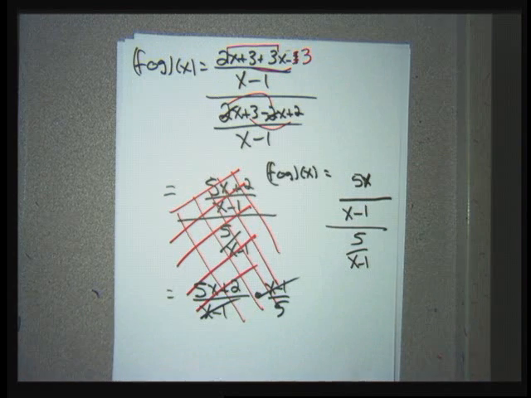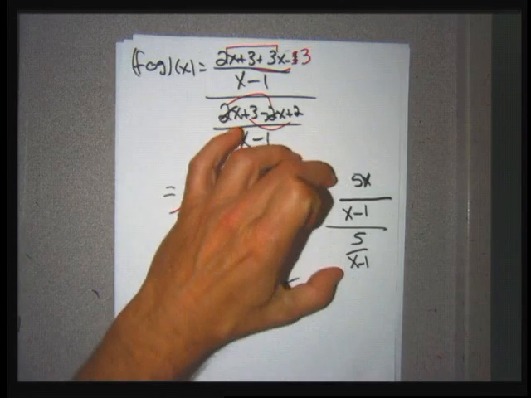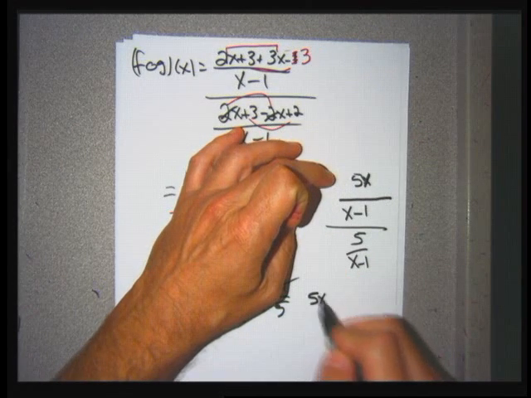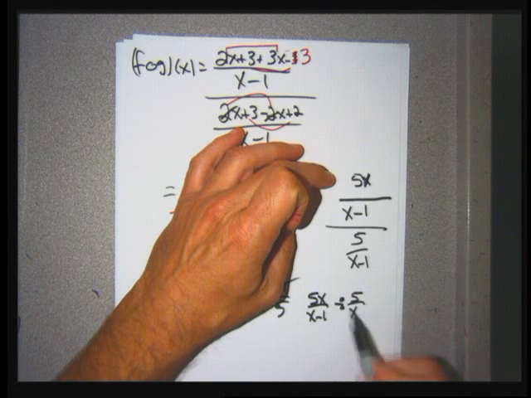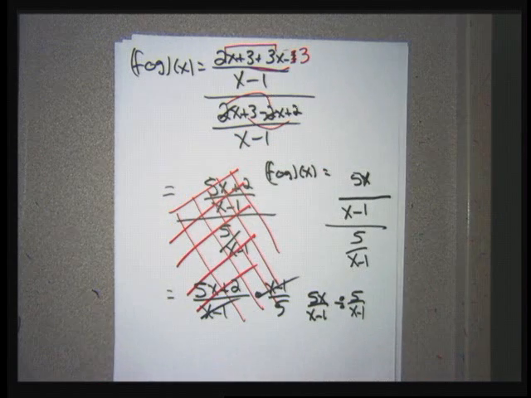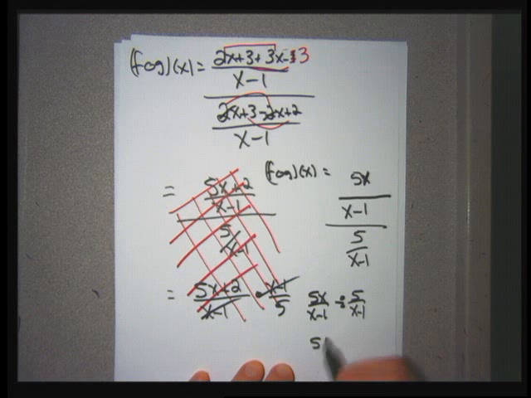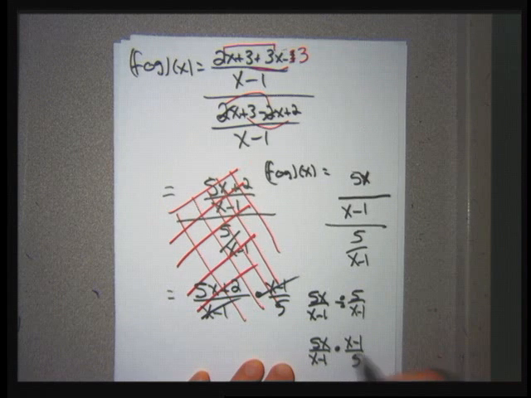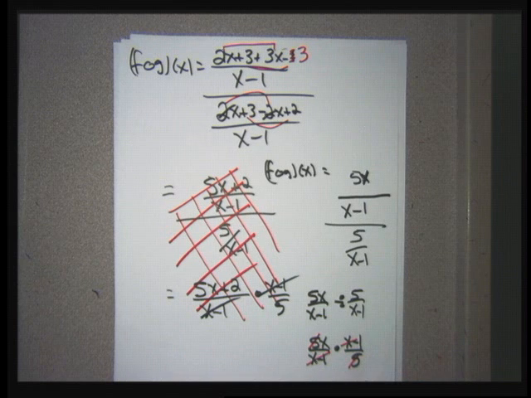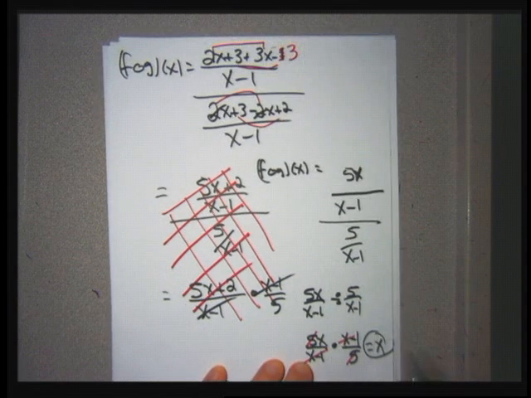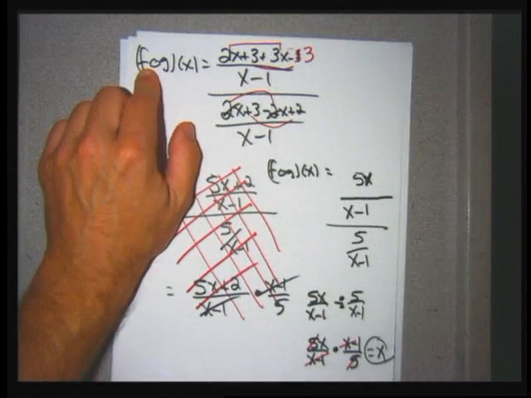So now I have 5x over x minus 1 divided by 5 over x minus 1. I'm going to write this in its division form. This is going to be 5x over x minus 1 divided by 5 over x minus 1. I'm going to invert and multiply and get 5x over x minus 1 times x minus 1 over 5. The x minus 1s are going to cancel. The 5s are going to cancel. The only thing that doesn't cancel is an x. It's in the numerator, and that was my goal. My goal was to show that f composed with g of x was x.